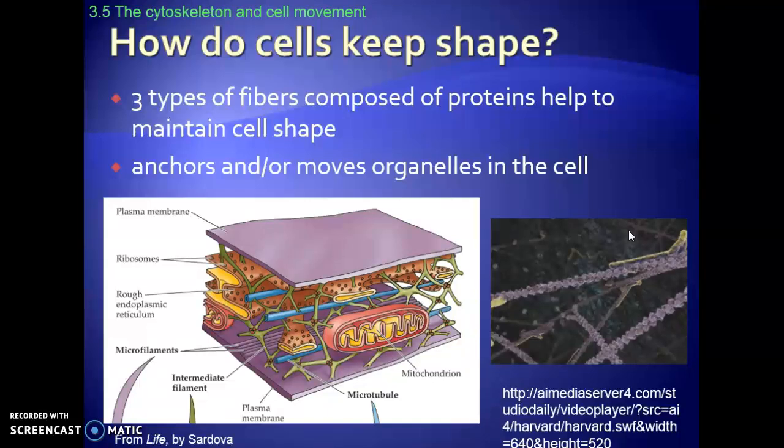So how do cells keep their shape? We're skipping a section here. Moving on to 3.5, there are 3 types of fibers composed of proteins that help the cells maintain their shape. The 3 types of proteins are going to be microtubules that you see here, these blue rods, actin, and then intermediate filaments. There's microfilaments, intermediate filament here. You don't actually see the actin, but the actin is very important to maintain structure.